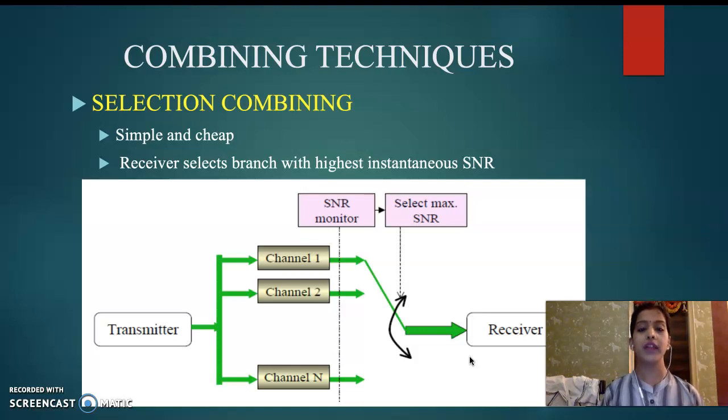Receiver selects the branch with highest instantaneous SNR. We can see in this figure, we transmit the signal from our transmitter. Then these signals will go through the n number of channels. Then from each channel we will get our signal, then that signal will be monitored through SNR value. Then the signal with highest SNR value will be received as a powerful signal.